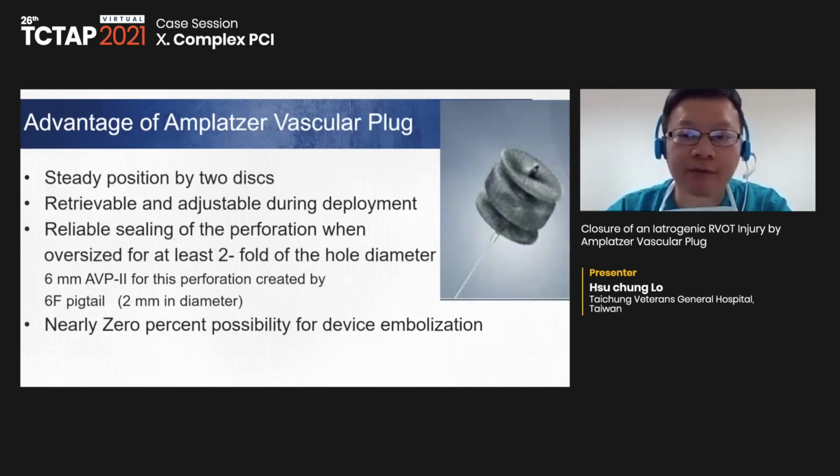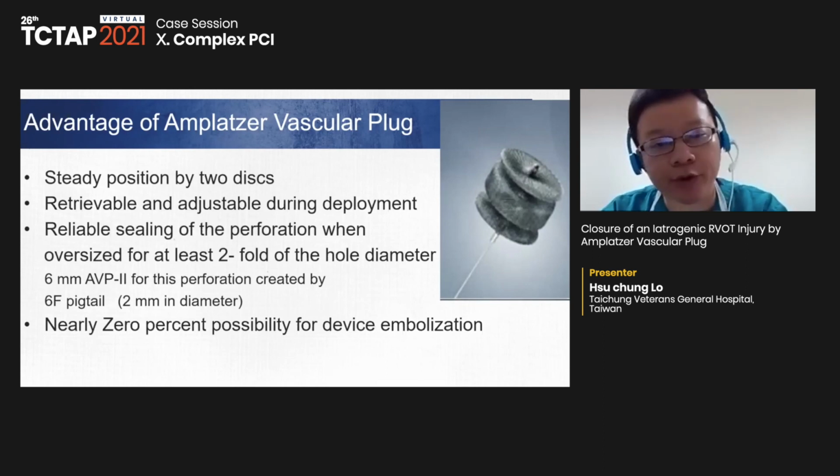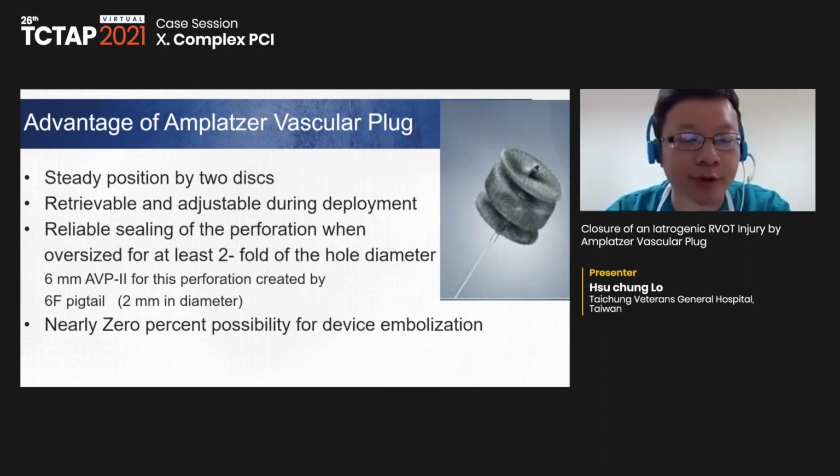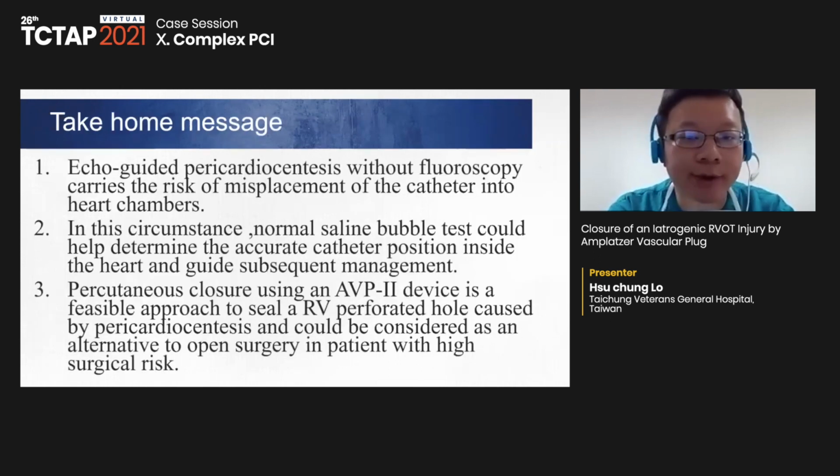The advantages of the Amplatzer vascular plug include steady position by 2 discs, retrievable and adjustable during deployment, and reliable sealing of the perforation when oversized by at least 2/4 of the hole diameter, with nearly 0% possibility for device embolization. And this is my take-home message.